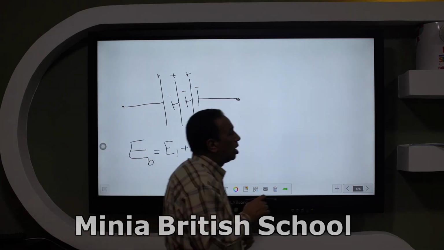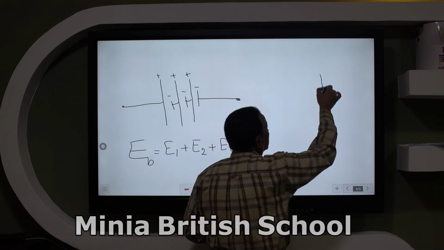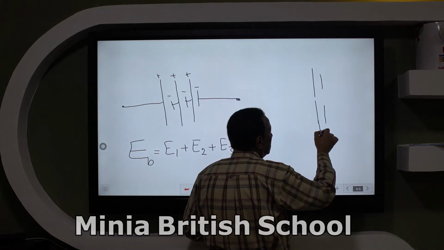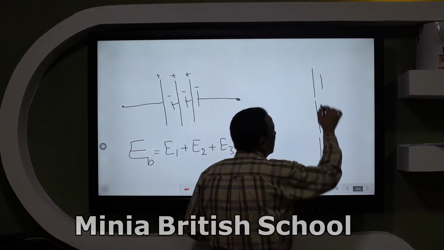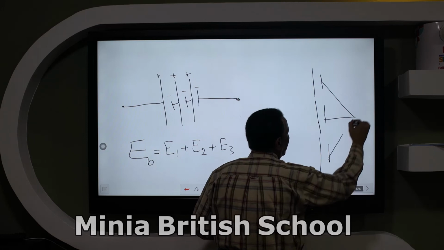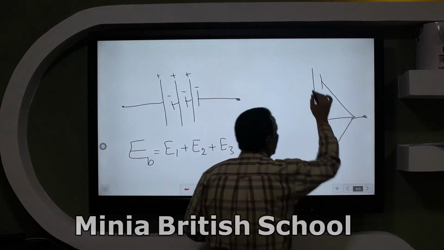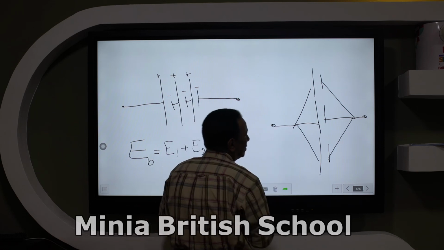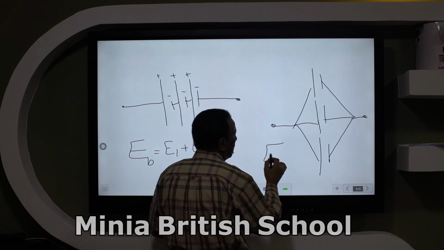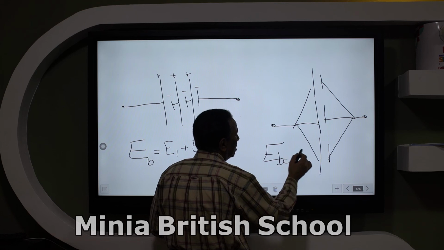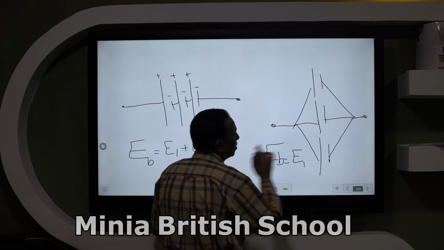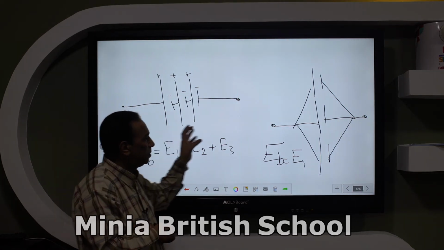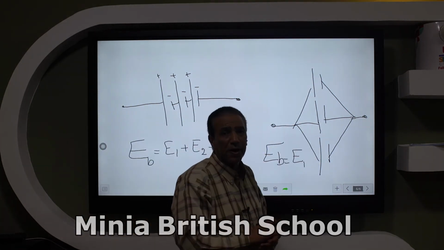But if you are going to connect these cells in parallel, all the negative poles are connected together at one point, and all positive poles of the cells are connected at one point, and the EMF of the battery equals the EMF of one cell. In this case, this is called the series connection, and this is called a parallel connection.